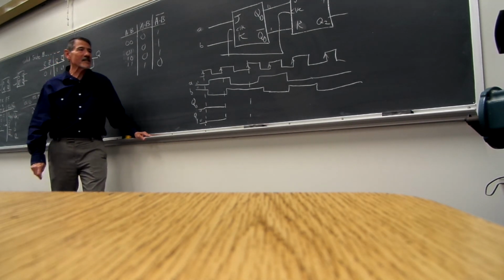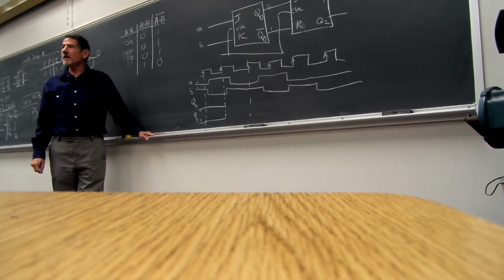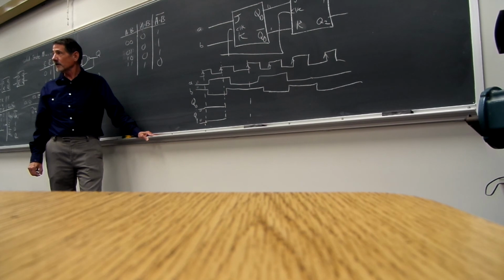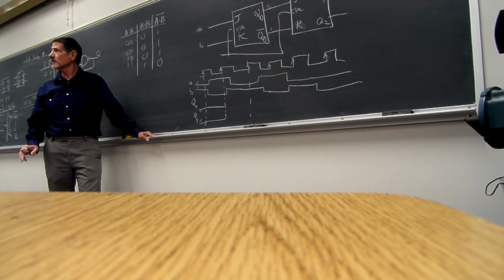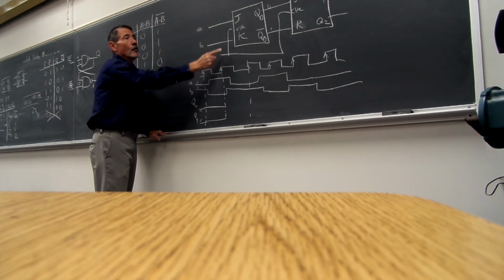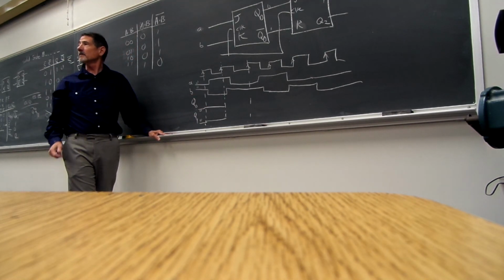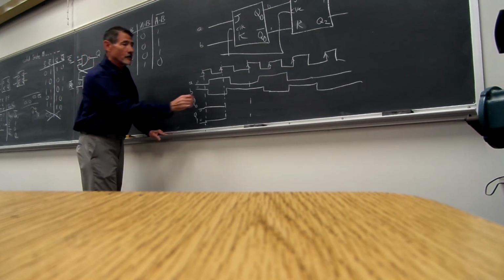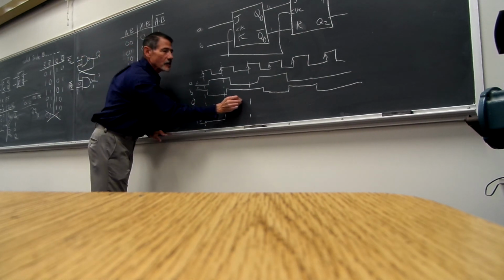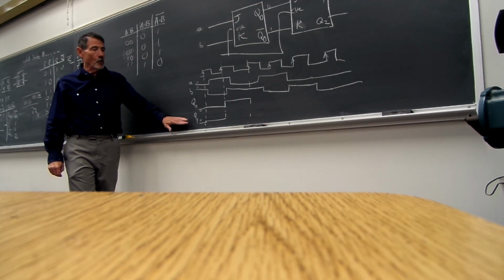Now, take a look at the next time period right here. What is the J of the first one? 1, correct? Anybody not see that? This J during this clock event is a 1. What's the K? 0. So what's going to happen to my Q0? It's set, right? So it's going to go to a 1. How long will it stay a 1? At least until the next clocking event. And then we've got to figure out what's going on. Okay? What about the Q1?